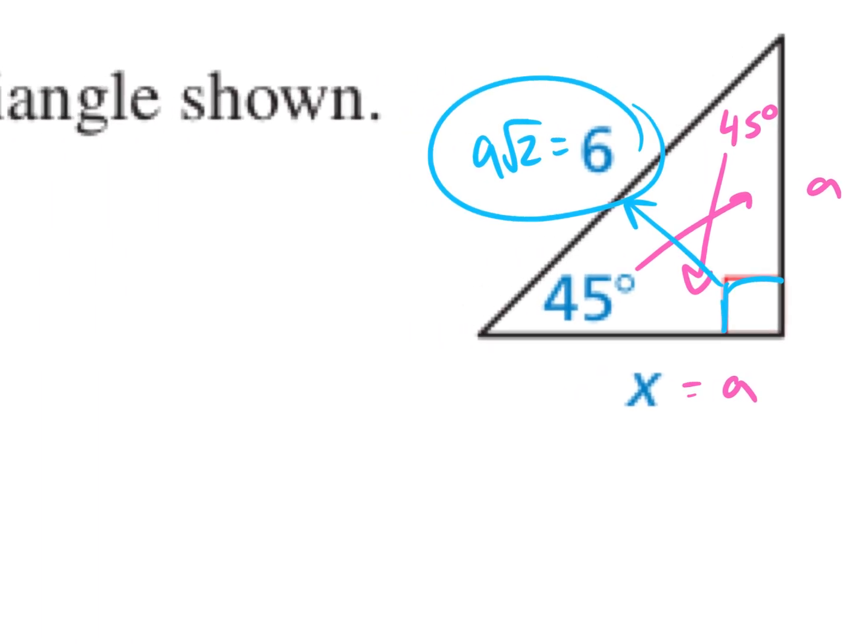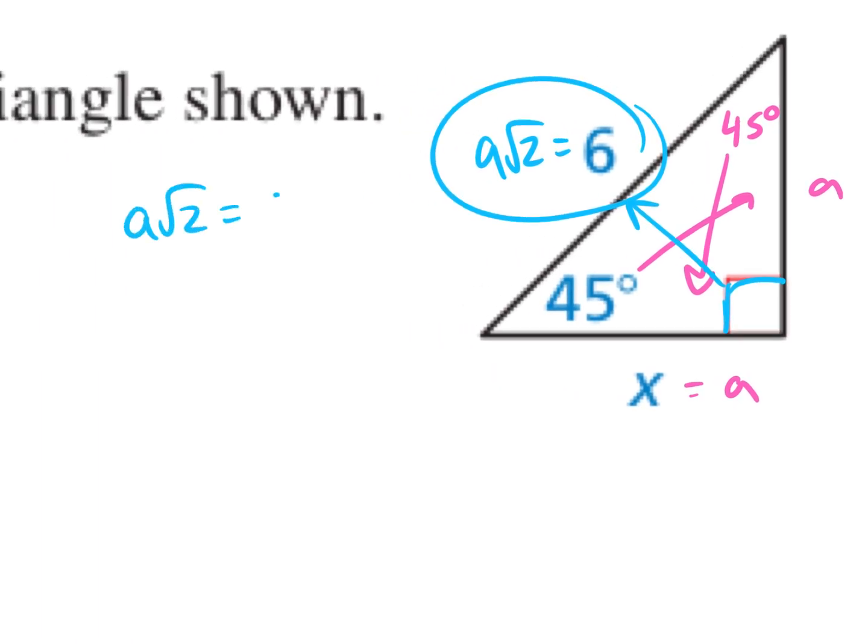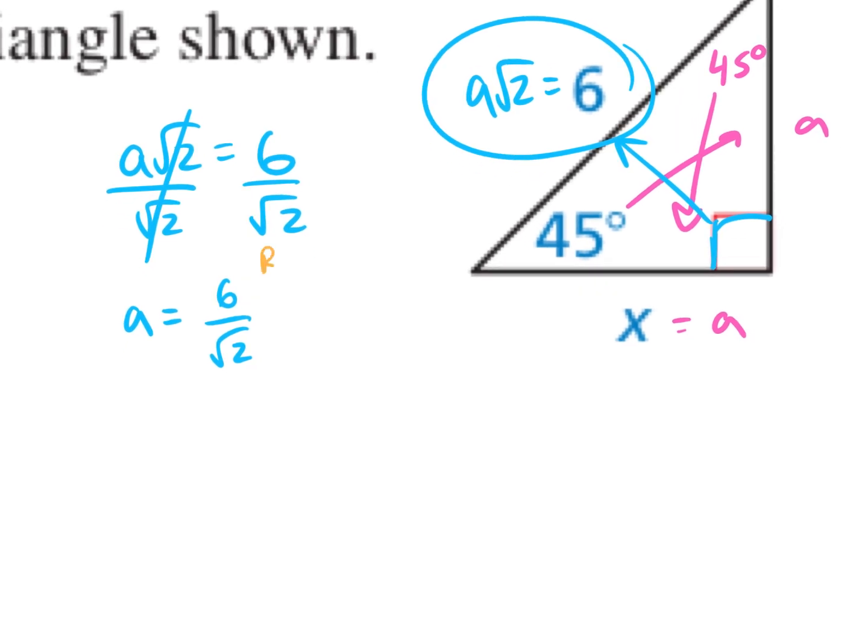So I'm using this to solve for A, the equation that I have. A square root 2 is equal to 6. How do I get A all by itself? If it's being multiplied by square root 2, how do I move that to the other side? Divide by square root 2 on both sides. So A is equal to 6 over square root 2. Could I leave my answer like this? No, what do I have to do? Rationalize. Always rationalize when you have a square root on the bottom. So I'm going to multiply the top and the bottom by square root 2. So we get 6 square root 2 over 2.